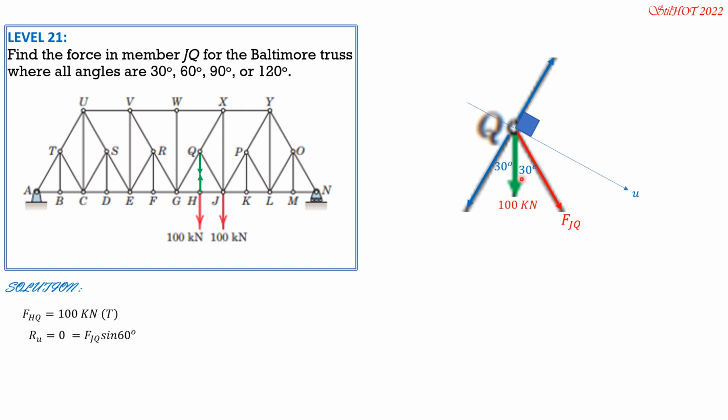Then the component of 100 in the direction of U is plus 100 sine of 30. So from there, we can now solve FJQ, negative 100 sine 30 to the left, then divide by sine 60. So FJQ is negative and it is 57.74 kilonewtons. Because it is negative, it is compression.